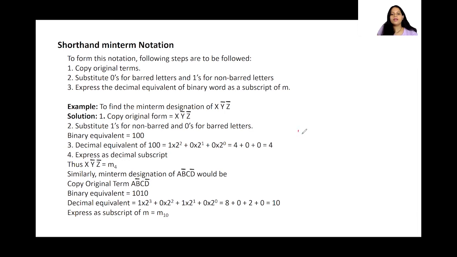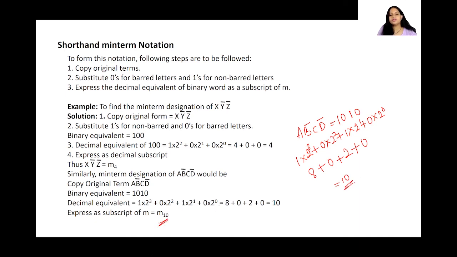We have A, B bar, C, D bar. So using these steps, how do we get it? A becomes 1, B becomes 0, C becomes 1 and D becomes 0. Let's convert this into decimal. 1 into 2 to the power 3 is nothing but 8, 0 into anything is 0, plus 1 into 2 to the power 1 is 2, plus 0 into anything is 0. So I'm left with 10. So this is nothing but m subscript 10. So this is how we are going to represent the min-term notation in short.